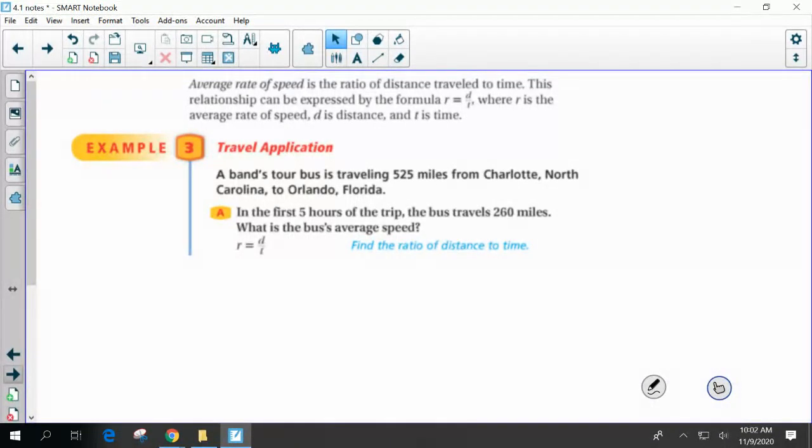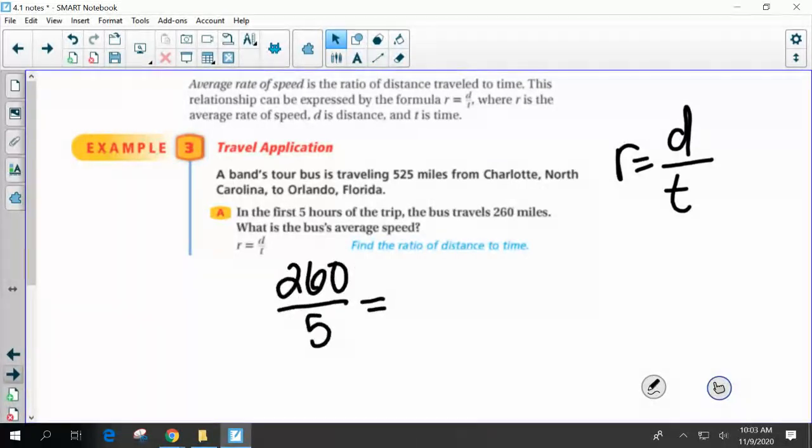a band tour bus is traveling 525 miles from North Carolina to Orlando. In the first 5 hours of the trip, the bus travels 260 miles. What is the bus's average speed? So the equation's up here, but it's really small. Rate, which means speed, is distance divided by time. So they've gone a distance so far of 260 miles in 5 hours. What's their average speed? 52. So their average speed is 52 miles per hour.